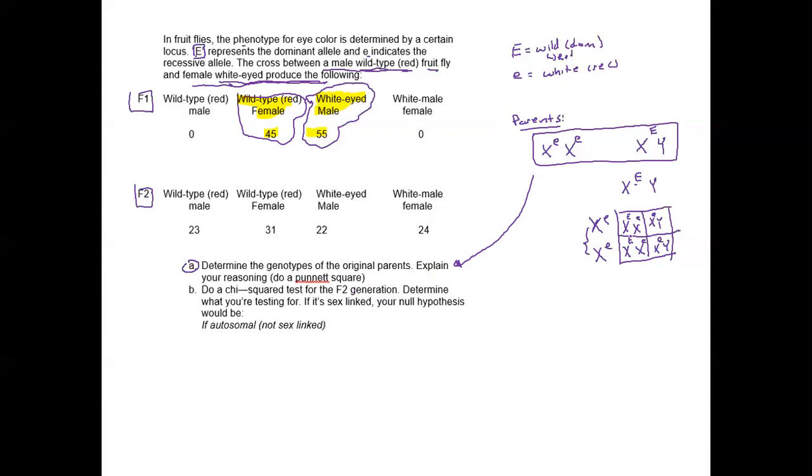If you got a problem like that where you needed to explain it, you would just have to explain your Punnett square findings: the males get that X chromosome from the mom, and the only allele that the mom had was that recessive one.